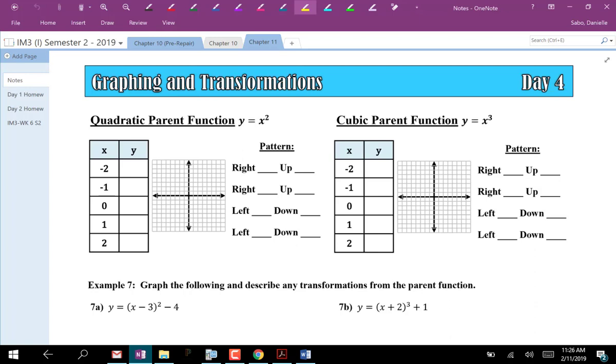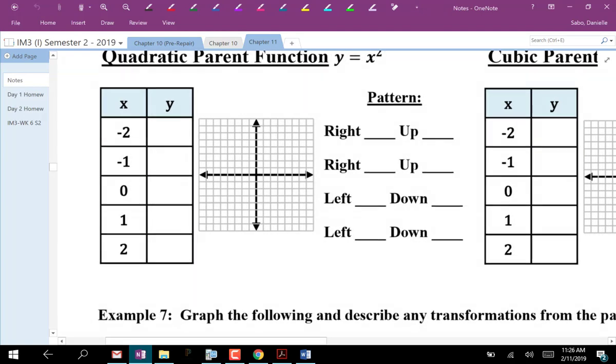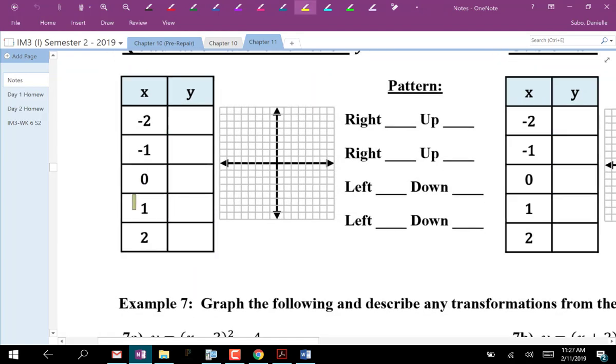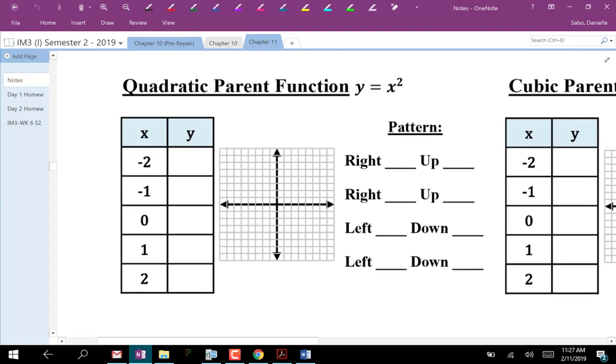Okay, so the quadratic parent function. I'm just going to do it for you for the sake of time. When we plug in 0 squared, we get 0. When we plug in negative 1 squared, we get 1. Negative 1 times negative 1 is 1. When we plug in negative 2 times negative 2, we get a positive 4, and that mirrors on that side.